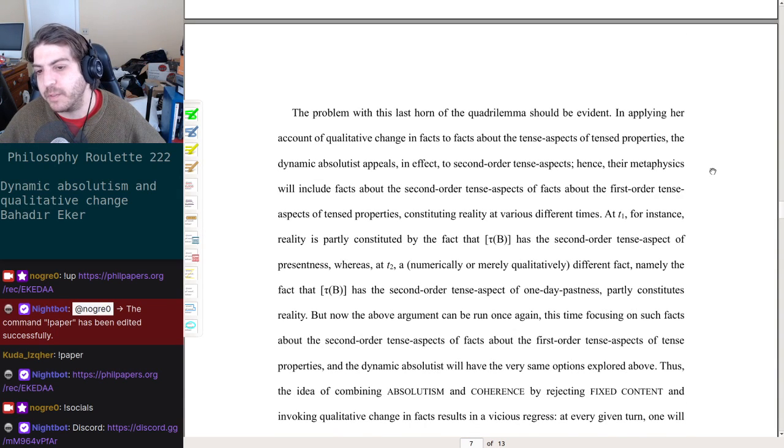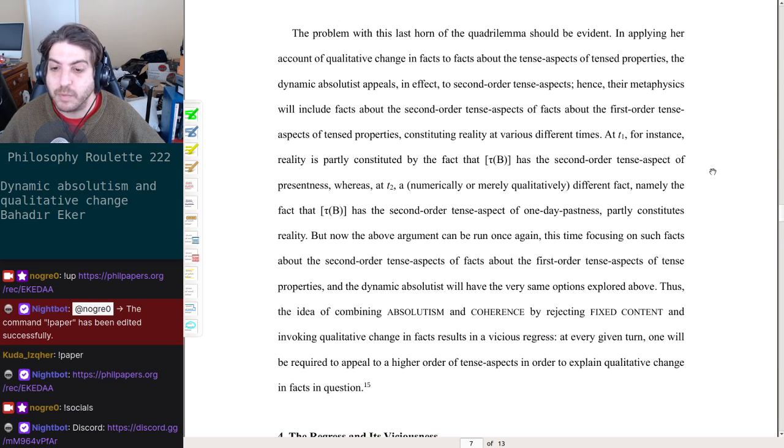The problem with this last horn of the quadrilemma should be evident. In applying her account of qualitative change in facts to facts about the tense aspects of tense properties, the dynamic absolutist appeals in effect to second-order tense aspects. Hence, their metaphysics will include facts about the second-order tense aspects of facts about the first-order tense aspects of tense properties constituting reality at various different times. At T1, for instance, reality is partly constituted by the fact that tau of B has the second-order tense aspect of presentness, whereas at T2, a numerically, though merely qualitatively, different fact, namely the fact that tau of B has the second-order tense aspect of one-day pastness, partly constitutes reality.